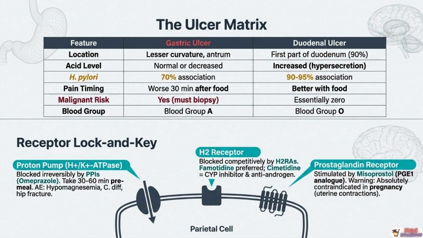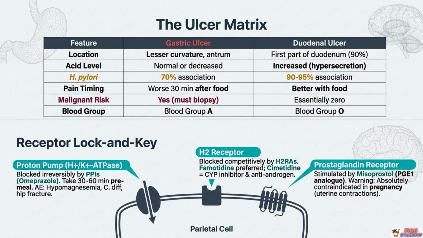Peptic ulcer disease splits cleanly into 2 patterns, and the exam loves testing the contrast. Duodenal ulcers sit in the first part of the duodenum, are driven by acid hypersecretion, carry a 90 to 95% H. pylori association, feel better with food, and carry essentially 0 cancer risk. Gastric ulcers sit on the lesser curvature, occur with normal or even reduced acid output, have a lower 70% H. pylori link, worsen with food, and absolutely must be biopsied because malignant transformation is real.